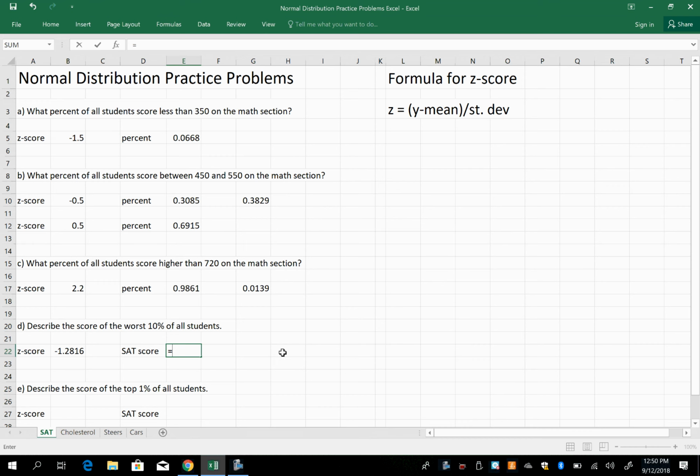Okay. I'm in cell E22. Equals. I'm going to click cell B22, because I need to move that 100 over to the other side. How am I doing that? By multiplying. Shift 8 is that asterisk, that star. That's multiply by 100. So that's going to move the 100 over.